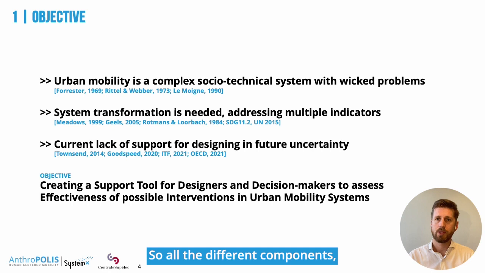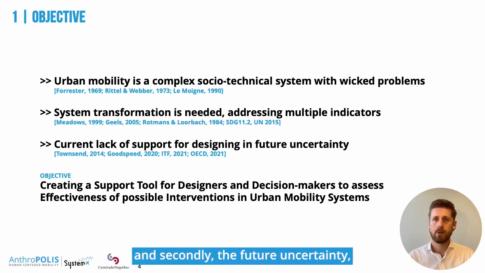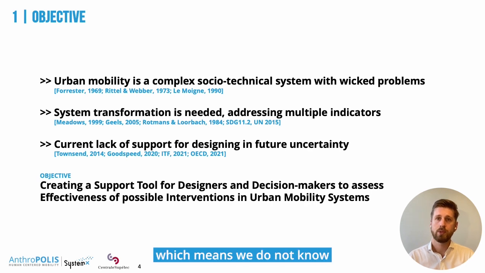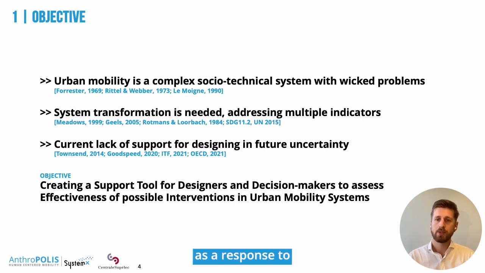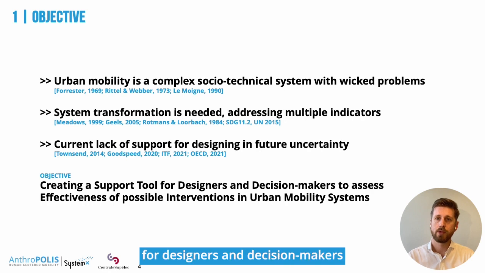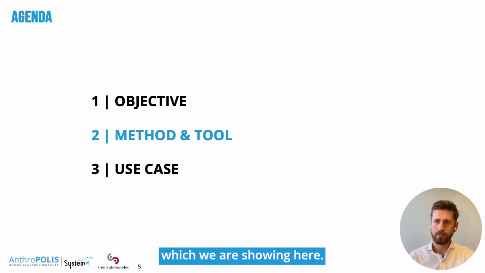Third, we are lacking tools or support methods which can simplify this complexity, once from the difficulty of the system in itself, so all the different components, all their interrelations, and secondly, the future uncertainty, which means we do not know how things will develop in the near future and what possible impacts that will have. So what we are proposing as a response to that is to create a support tool for designers and decision makers to assess the effectiveness of possible interventions in urban mobility systems. This is one possible application, which we are showing here.